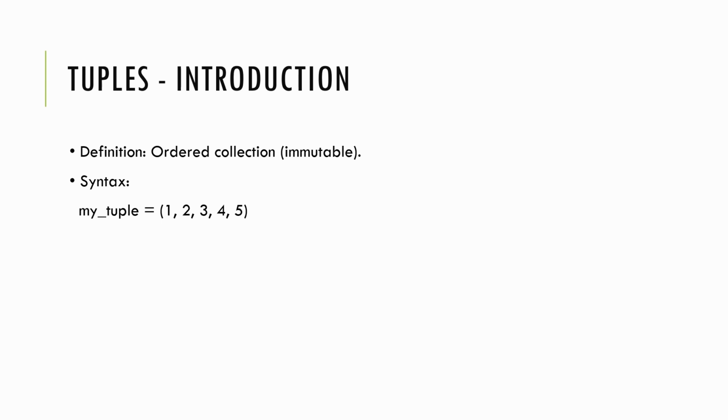Next, let's talk about tuples. A tuple is also an ordered collection, but unlike lists, tuples are immutable. This means once a tuple is created, you cannot change its content. Here's an example of a tuple: mytuple = (1, 2, 3, 4, 5). Tuples are useful when you need a collection of data that should not be modified.